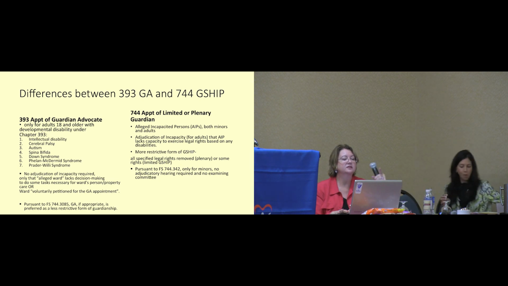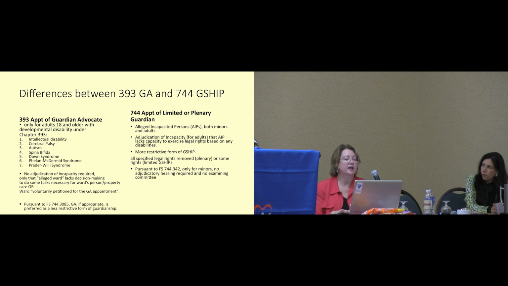Just like you were stating, in the regular guardianships, you've got to have an adjudication of incapacity for adults, that the AIP, the alleged incapacitated person, lacks capacity to exercise legal rights based on any disabilities, but that can be on any other grounds too. It's much more expansive, and so sometimes you have to go that way if they don't meet the criteria under the 393. It's more restrictive; some or all rights can be removed. You can do that for minors. For a 744 for minors, I don't know when you would need to do that for DCF kids, but no adjudicatory hearing or examining committee is required in that circumstance.